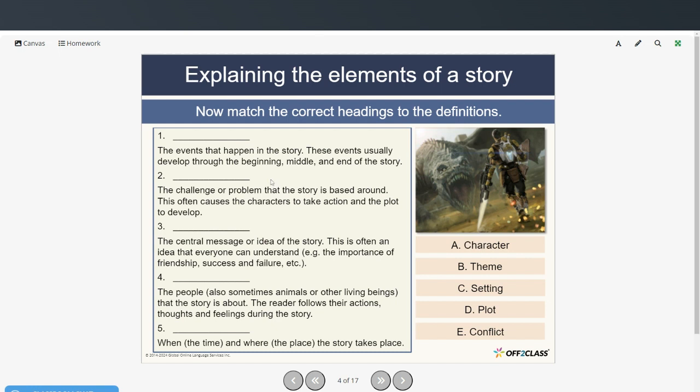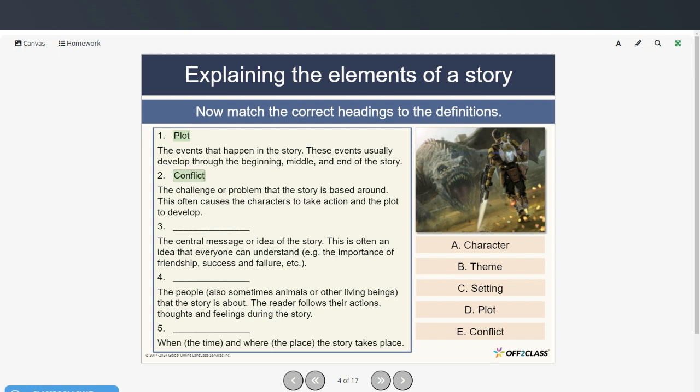All right, number 1, the events that happen in the story. These events usually develop through the beginning, middle, and end of the story. Well, that would be plot. Number 2, the challenge or problem that the story is based around. This often causes the characters to take action and the plot to develop. That would be conflict.